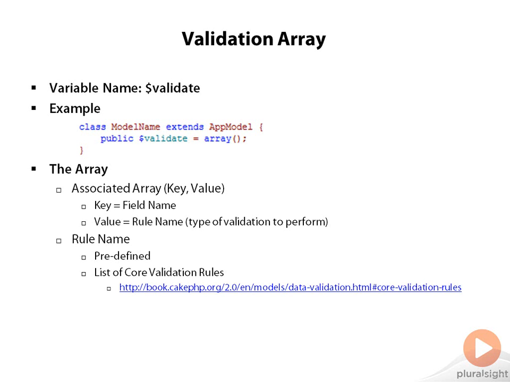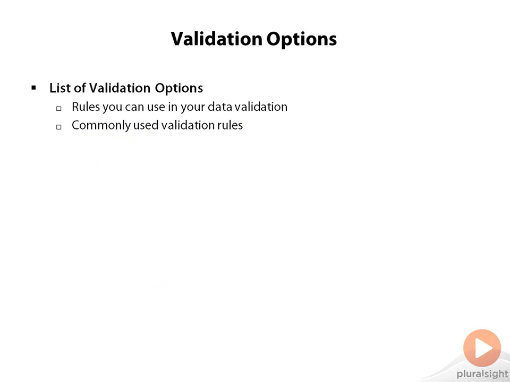The rule name is a predefined string. There's a list of core validation rules that you can find on the CakePHP website. For example, we would set public validate and then our array, where our key is the field name in our table in the database, and the value is the validation rule that we will be using, in this case, email. The validation options, or rule names, are the rules that we use to validate our data. I'm not going to cover the complete list of validation options that CakePHP has, but I will cover some of the commonly used validation rules.